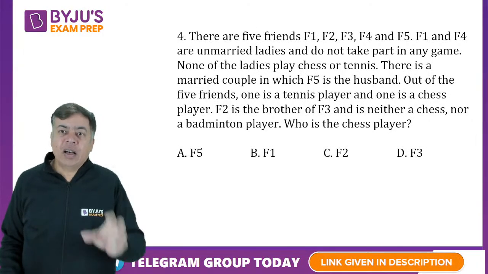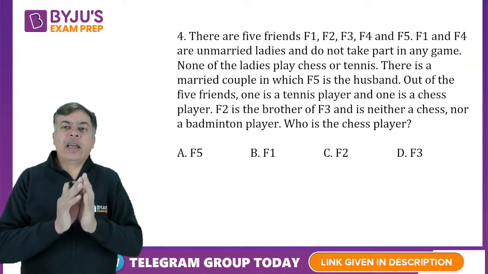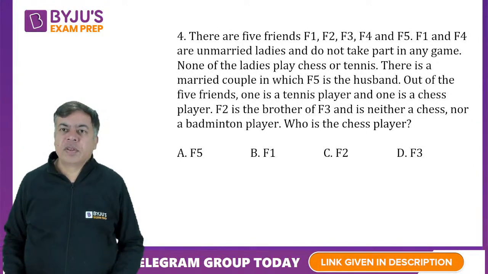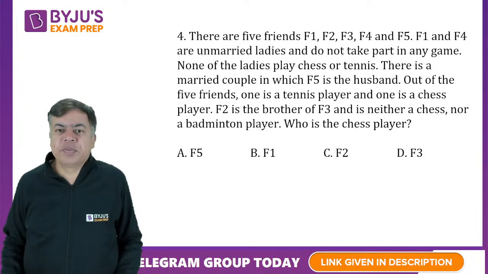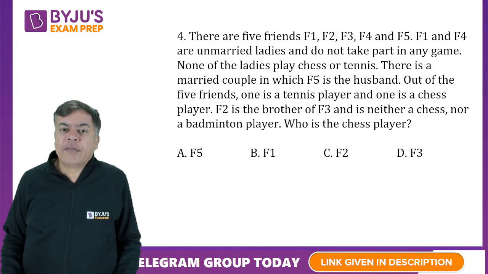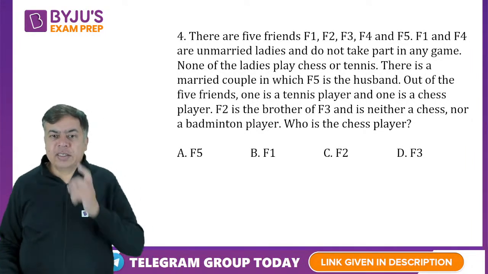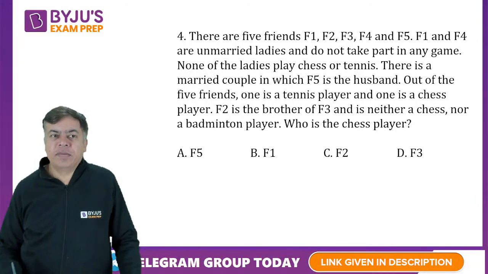That first method that I told you is for LR questions, like arrangements with multiple questions. But if there is such an arrangement, you can just eliminate. Now there are 5 friends, F1 to F5. F1 and F4 are unmarried ladies and do not take part in any game. None of the ladies play chess or tennis. There is a married couple in which F5 is the husband.